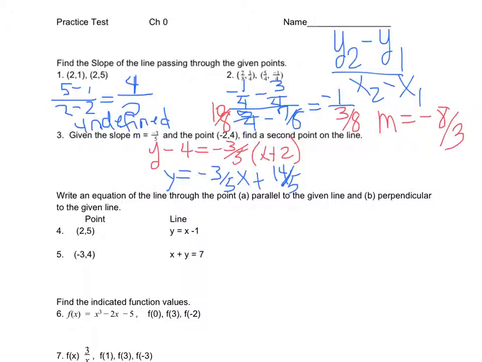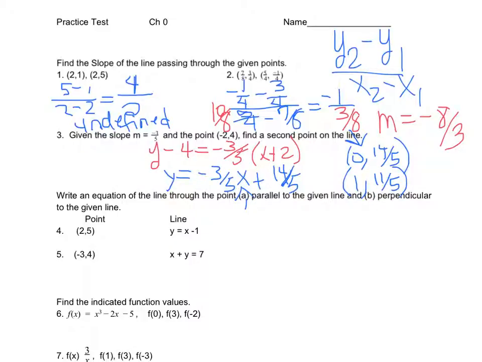At this point, you can put any value that you want to in here for x. So if you put 0, another point would be 0, 14/5. If you put 1 in there, you would get 11/5. So all you do is put the x value that you choose into your problem. Questions?